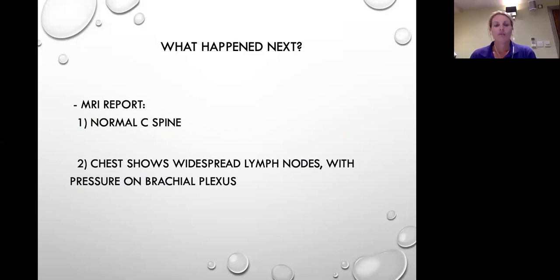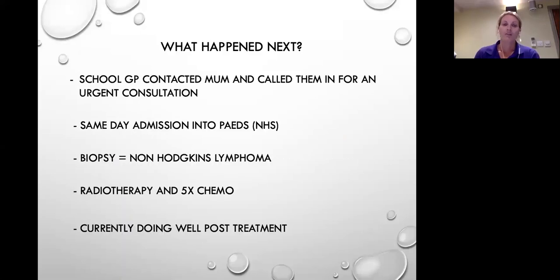So the MRI report showed that he had a normal C-spine, but unfortunately the chest showed widespread lymph nodes, which was pressing on the brachial plexus, which then explains why palpating that lump was recreating his arm symptoms. Now, because I'm only down at that school 2 days a week, what the school did was contact the school GP, who then brought mum and the child in for an urgent consultation.